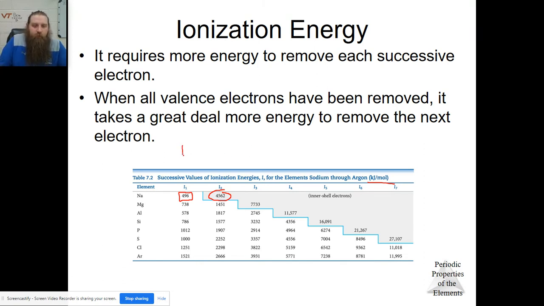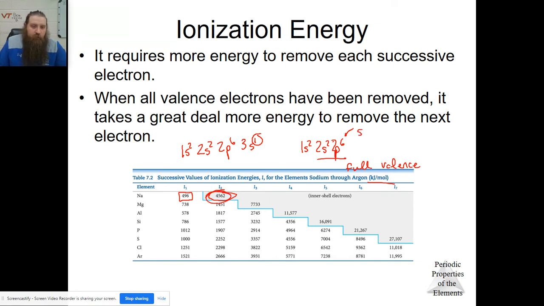I have sodium, which is 1s2, 2s2, 2p6, 3s1. When I take that first electron, I become 1s2, 2s2, 2p6. And I have a full valence. I'm stable. Now, if you're going to take that second one, you're going to go from 6 down to 5. Yeah, you're going to get fought. The atom does not want to give that electron up.